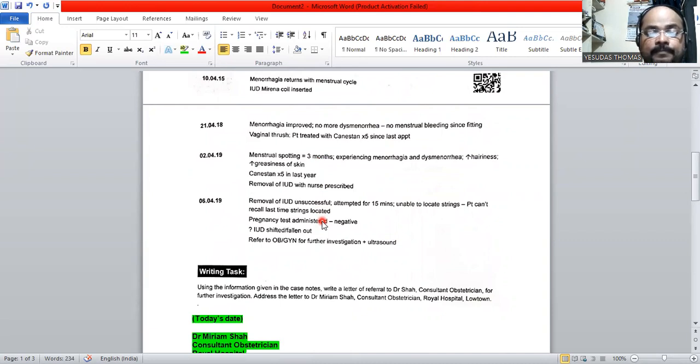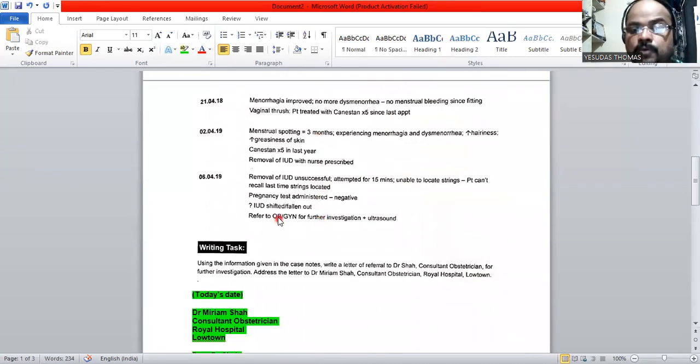Attempted for 15 minutes, unable to locate springs. So we have made the provisional diagnosis that it might have fallen out, or it might have shifted to another place. So we are referring to an expert obstetrician for further investigation, along with an ultrasound to manage her condition. So we have understood what to do here.